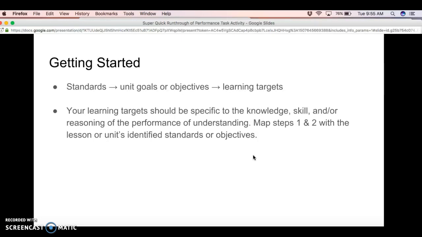So that's why I say here in the second bullet, your learning target should be specific to the knowledge, skill, or reasoning, and the performance of understanding. So you're going to take step 1 and 2, right? You're going to know what it is students should know and be able to do, and you're also going to know how you think they're going to be able to perform that. And you're going to use that to get specific in those I can statements about what the learning target is, or targets, of the performance assessment.